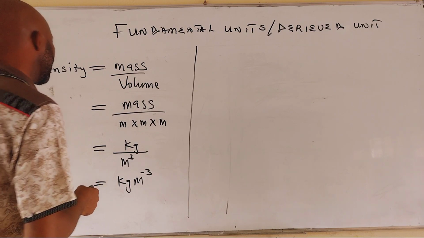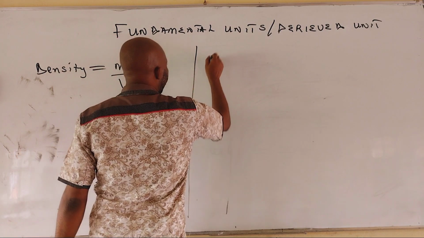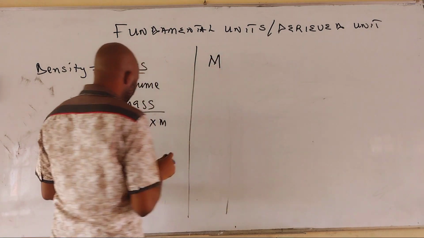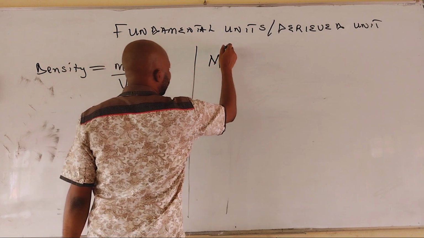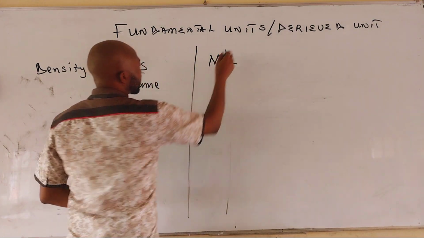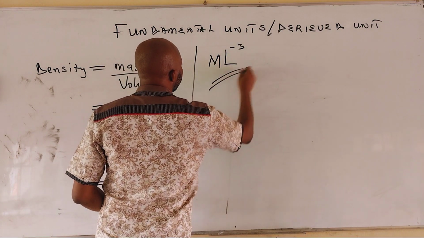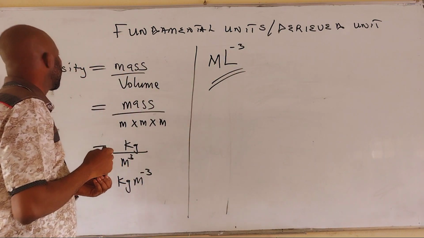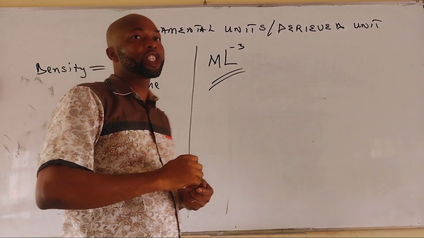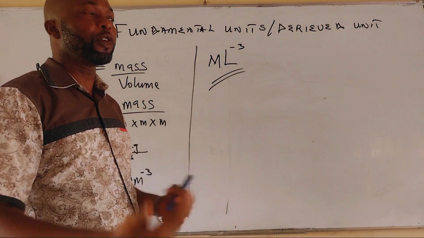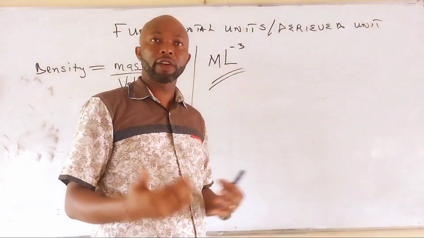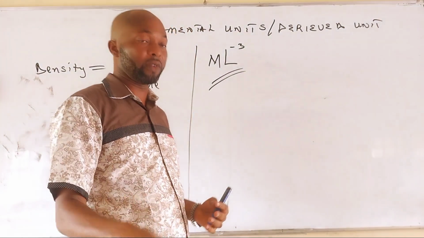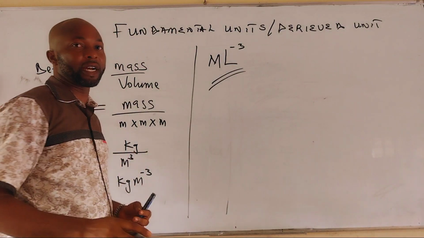This is the derived unit for density. Now what is the dimension? Kilogram is mass, capital M. This is meter for length, and this is minus 3. This becomes the dimension for density. So through this trend, we'll continue to move on and on to solve a whole lot of variables. We're going to look into all of them and see the best we can get out of them.